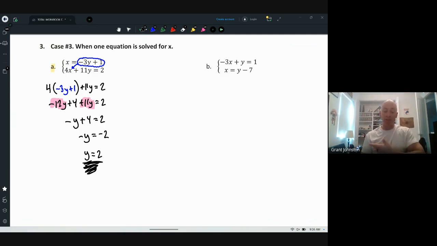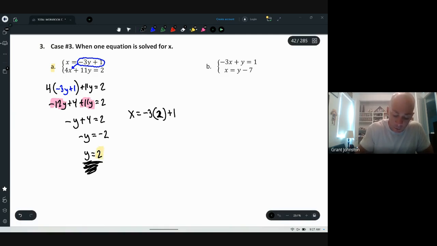Now to get x, I'm going to substitute the 2 for y. So I'm going to use that first equation because it says x equals negative 3y plus 1. That's going to be easy. So x is going to be negative 3. Y we know is 2. Plug in 2 there, plus 1. So again, I'm just taking the 2, putting it there for y on that first equation. And then that's going to be negative 3 times 2 is negative 6. Negative 6 plus 1 is negative 5.